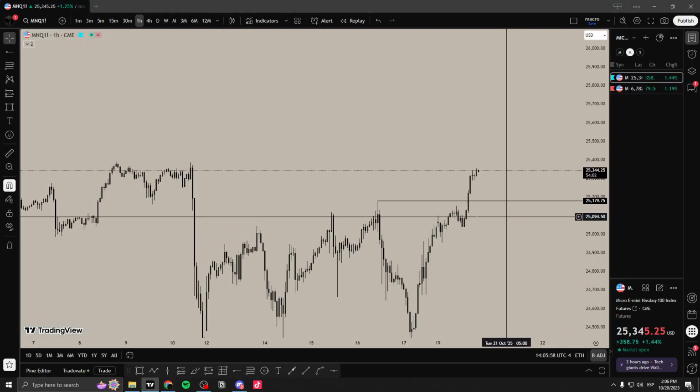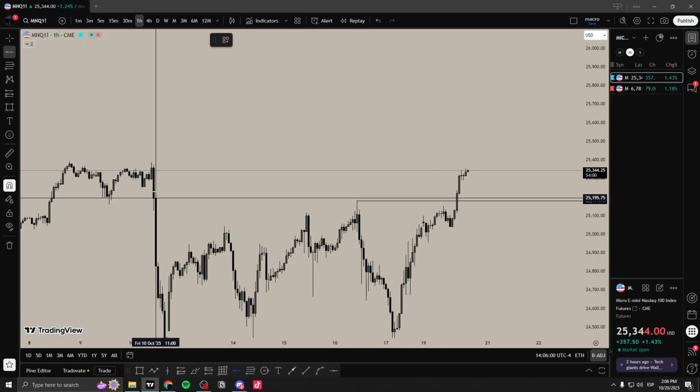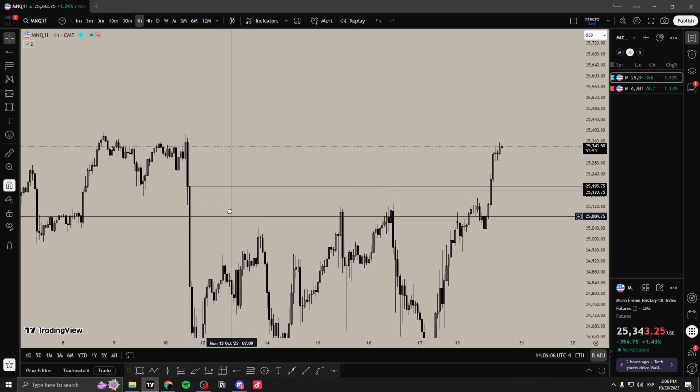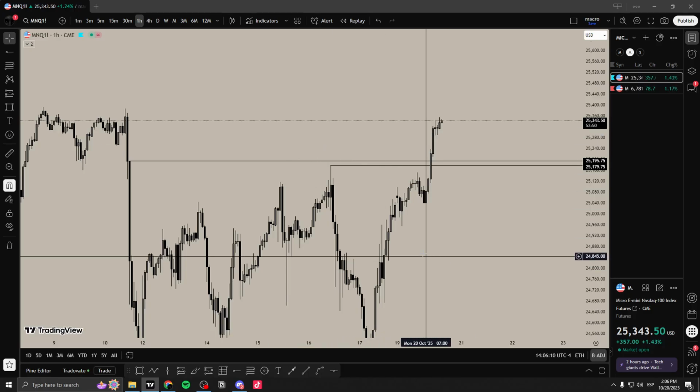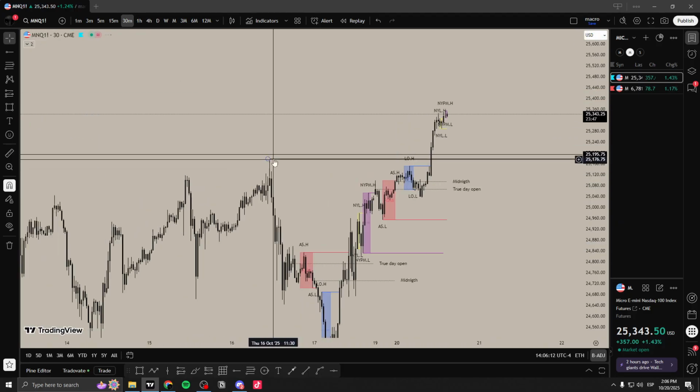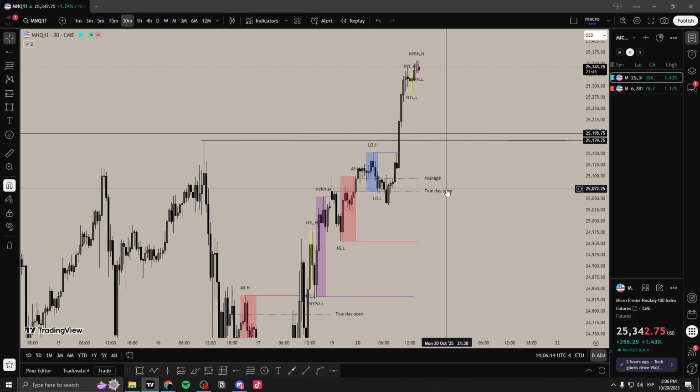And if you go to the 1 hour, you can see we had this 1 hour fair value gap above this high, so a strong draw on liquidity. Okay, now we are going to go over intraday bias.